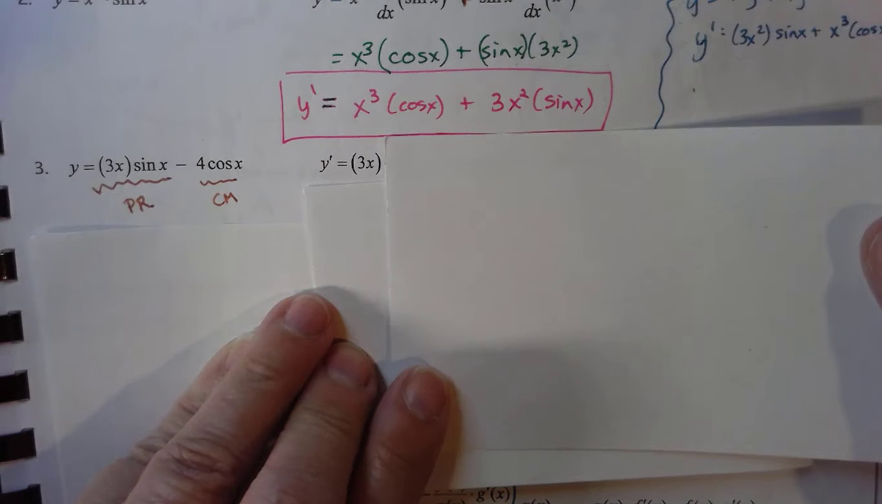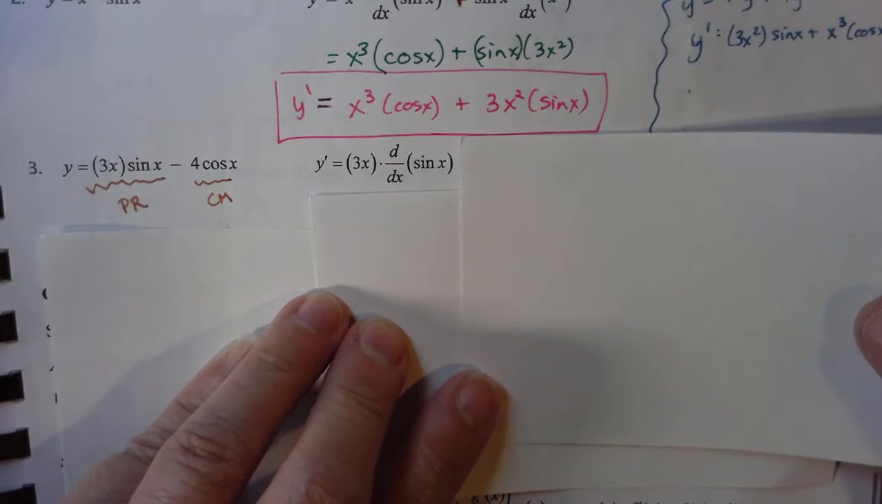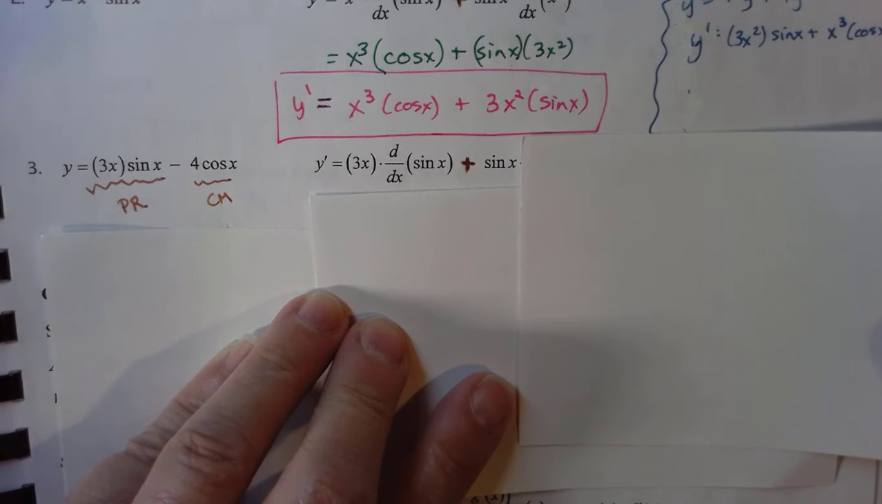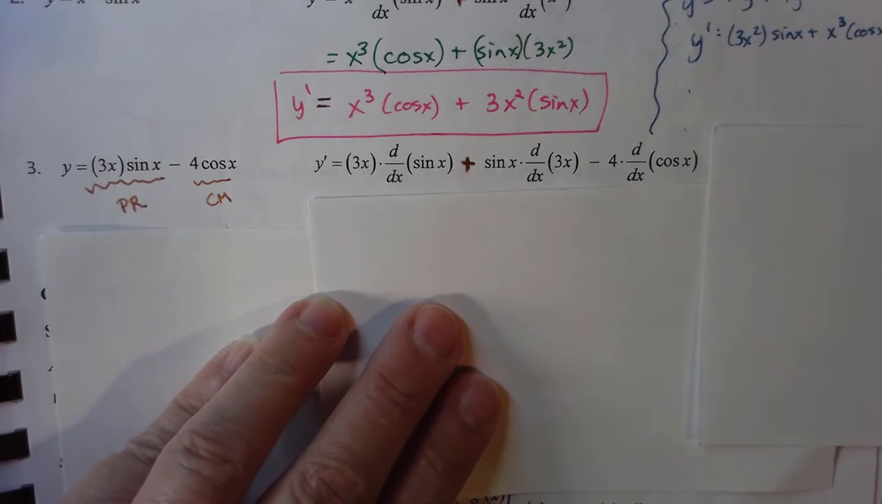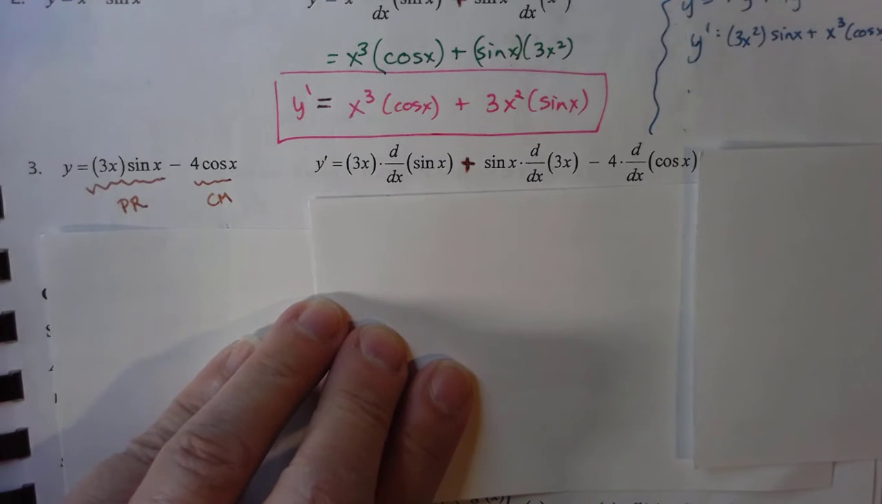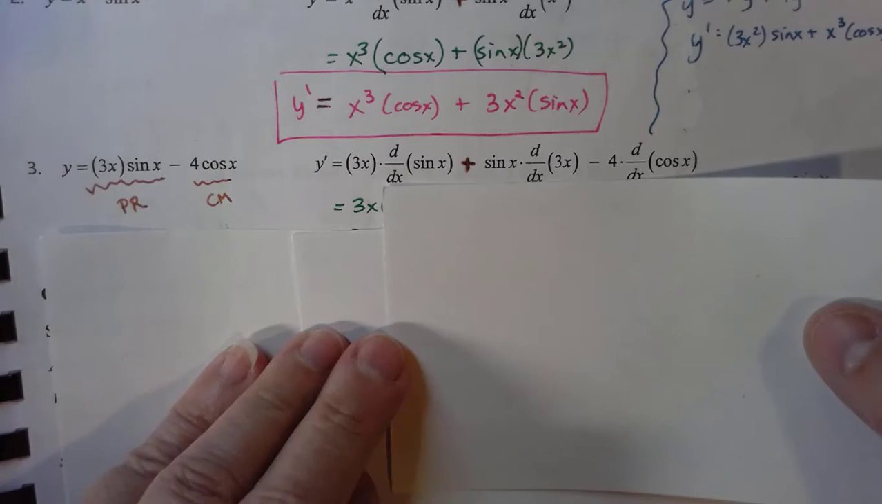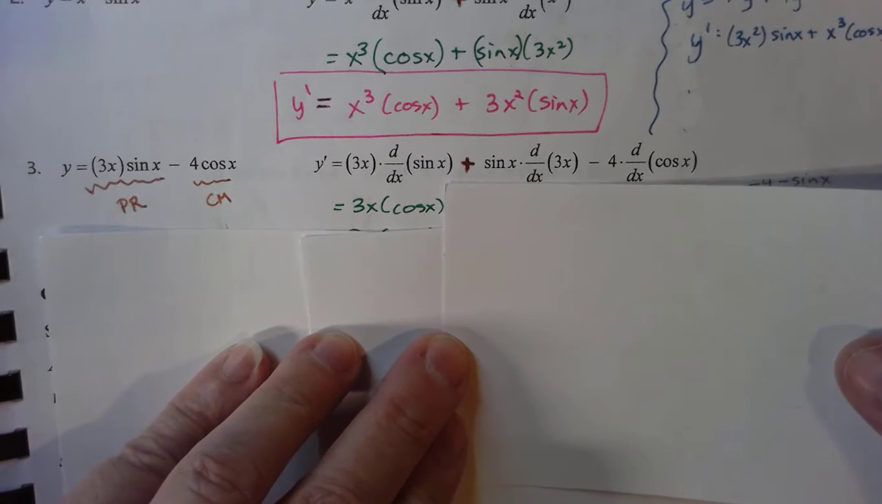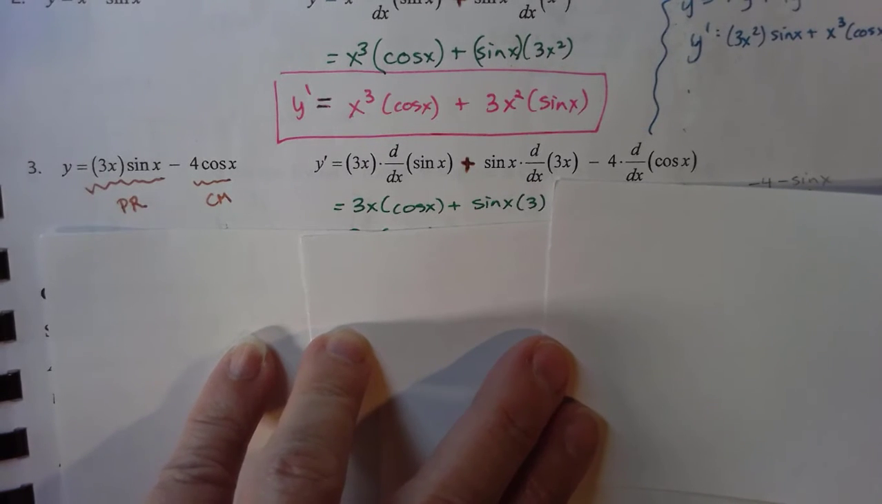Dealing with the product piece, 3x times I've got to find the derivative of sine plus sine of x times the derivative of 3x. That is just the product rule part of this problem. Minus 4 times, and I've got to find the derivative of cosine of x. So we have 3x times cosine of x, that's the derivative of sine, plus sine of x times 3.